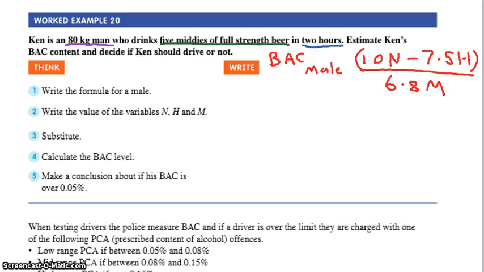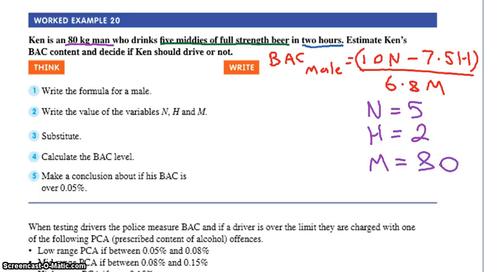Okay. Second step. Write down what we know. Mass. What's N? Which is 5. What's H? That's the amount of hours, and it's 2. And M is his mass in kilograms. So it's 80. All you got to do now is substitute in.